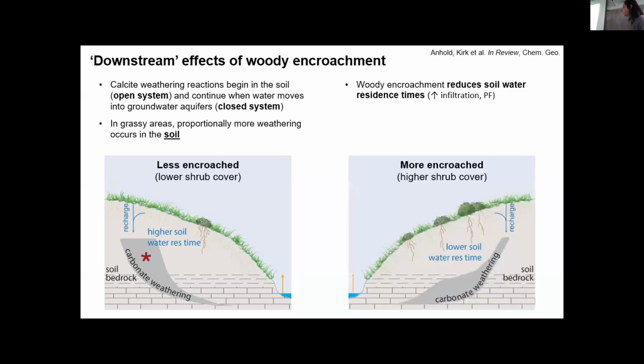But when we get woody encroachment and we're increasing that rate of infiltration to deeper soil layers, we're reducing the soil water residence time. So whatever water is making it deep moves a lot faster through the soil, and there's less time for that weathering to be occurring in the soil. And so proportionally, a greater amount of the weathering is occurring in the aquifers in the bedrock. And so what that means is we're shifting the location of weathering and creating this more aggressive weathering agent in the bedrock and in the aquifers.